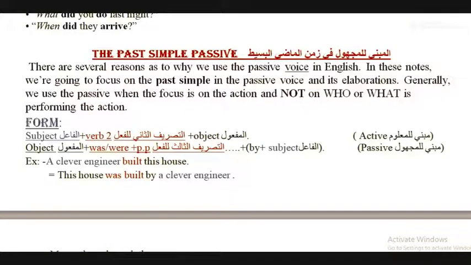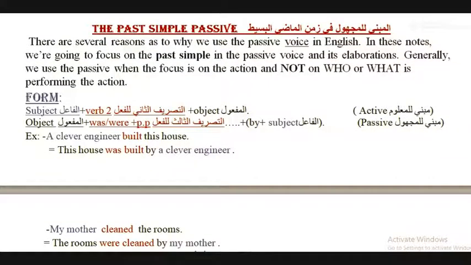And now the past simple passive. There are several reasons as to why we use the passive voice in English. In these notes, we're going to focus on the past simple in the passive voice and its elaborations. Generally, we use the passive when the focus is on the action and not on who or what is performing the action.